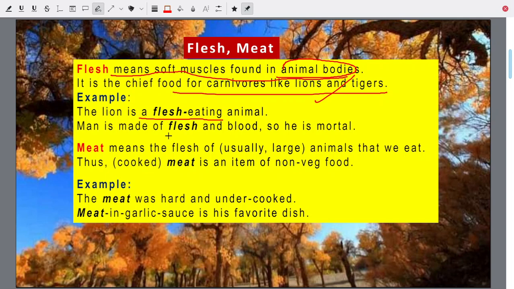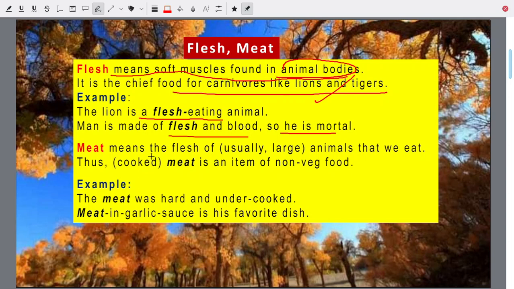Man is made of flesh and blood, so he is mortal. So flesh refers to the soft part of the body, mainly the muscular portion of animal bodies which we consume, and also carnivores like lions and tigers consume.